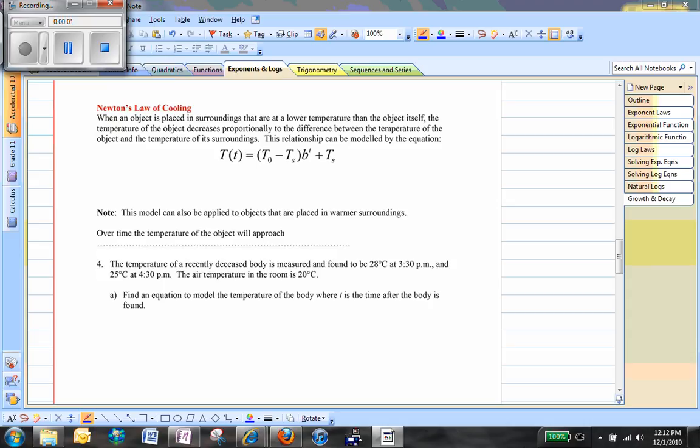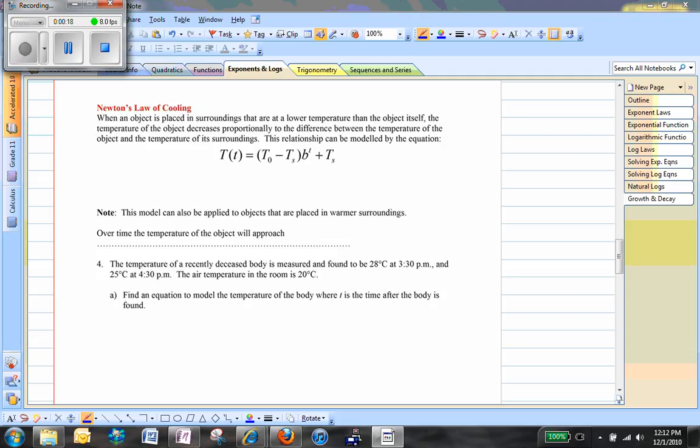Okay, so let's apply this to some really, really cool examples. For example, Newton's law of cooling. When an object is placed in surroundings that are at a lower temperature than the object itself, the temperature of the object decreases proportionally to the difference between the temperature of the object and the temperature of its surroundings.